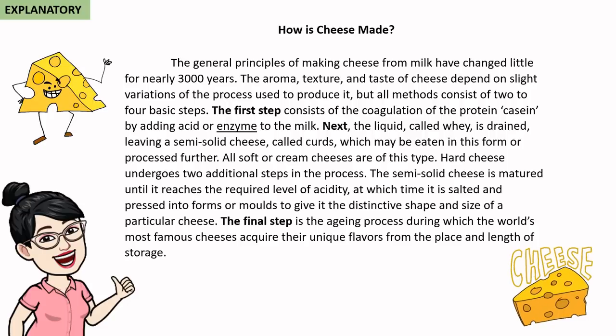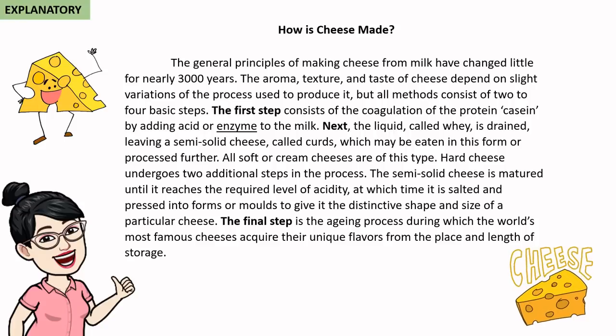Here is an example. How is cheese made? The general principles of making cheese from milk have changed little for nearly 3,000 years. The aroma, texture, and taste of cheese depend on slight variations of the process used to produce it. But all methods consist of 2 to 4 basic steps.